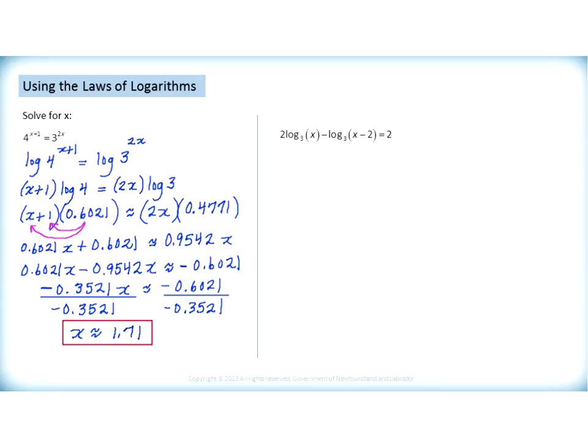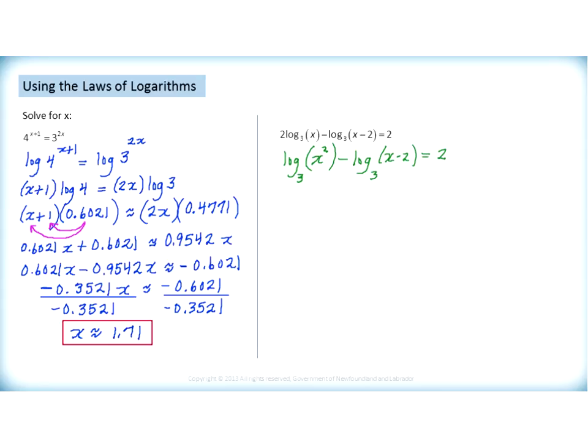Now, in the next example, we again are asked to solve for x, and we will use the laws of logarithms to do so. So here we have a 2 in front of the log, so that can be rewritten as the log of x squared to the base of 3 minus the log of x minus 2 to the base of 3 to equal 2. Notice on the left-hand side that we have the difference of 2 logarithms. So now we can use the logarithm of a quotient.